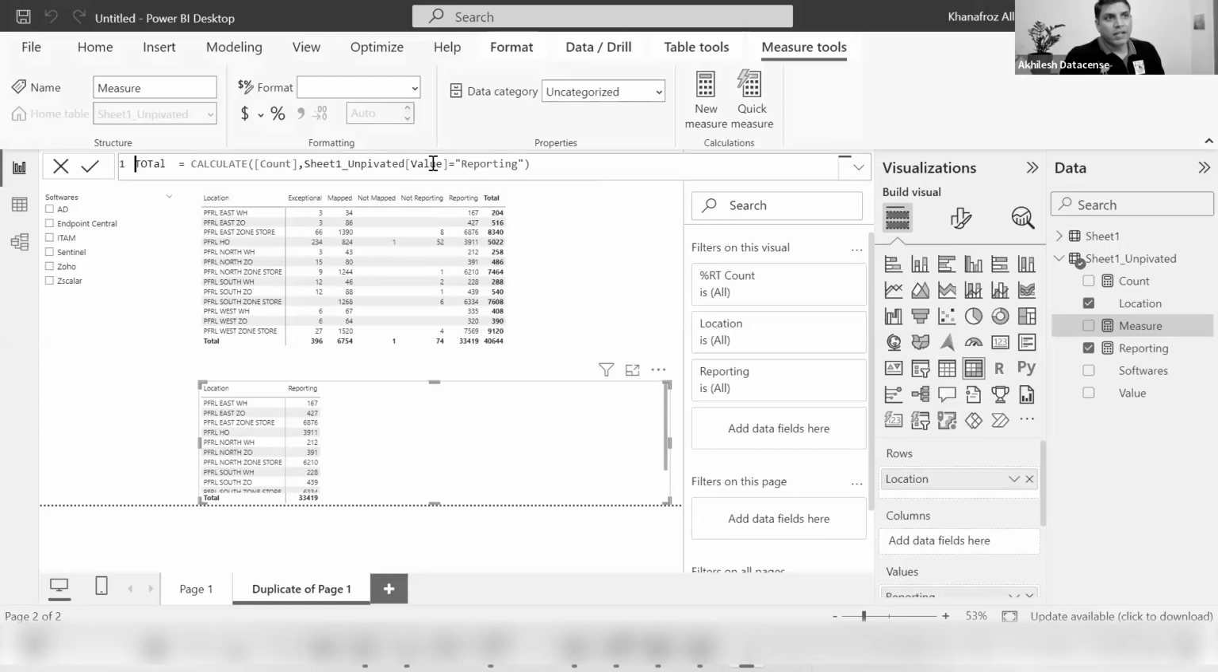Please count when value is not equal to not reporting. That means it will include exceptional, mapped, not mapped, reporting, everything. Only this one column will not be included. Okay, and when I press enter, that's my total.